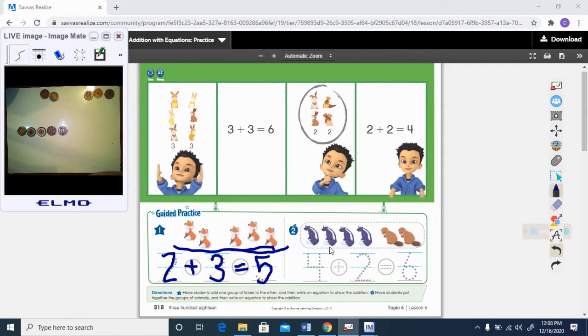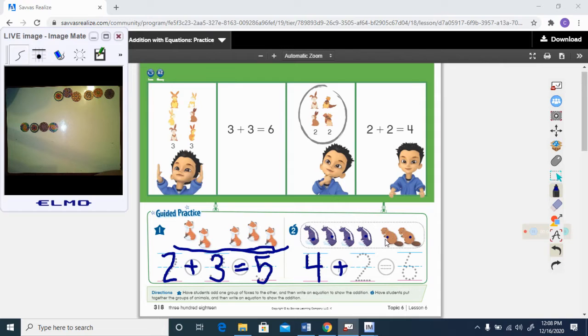Let's look at this next one. How many skunks do we have? 1, 2, 3, 4. We have 4 skunks, so we're going to write our 4. 1, 2, 3, 4. And if we want to know how many animals in all, we need to add, so we put our plus sign.